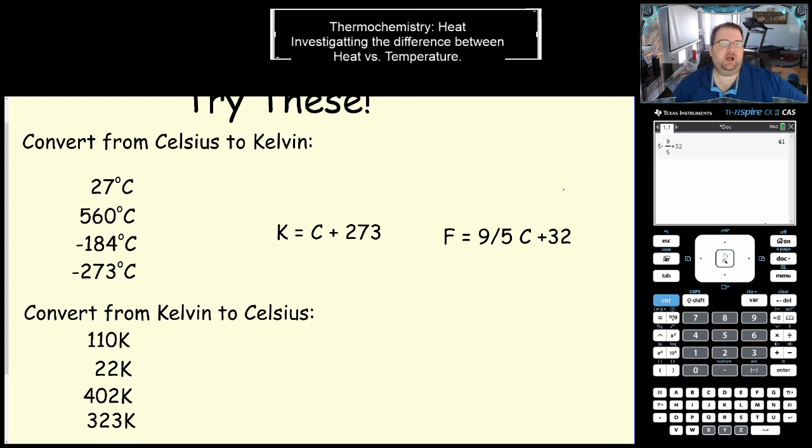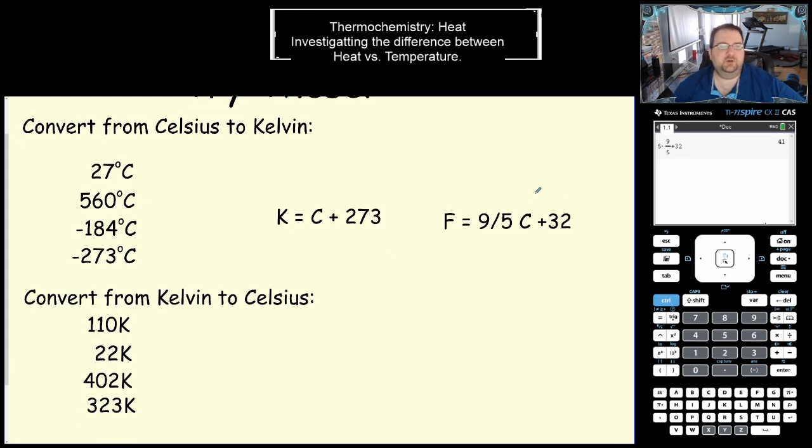Why don't you give these a shot? So do these conversions. We're not going to worry too much about Fahrenheit here. On the worksheet that you have for homework, there are some calculations for Fahrenheit just so you can get kind of good with it and have those conversations with our neighbors, our American friends. But we're not going to worry about it here in this video. Try these out. Pause the video here.